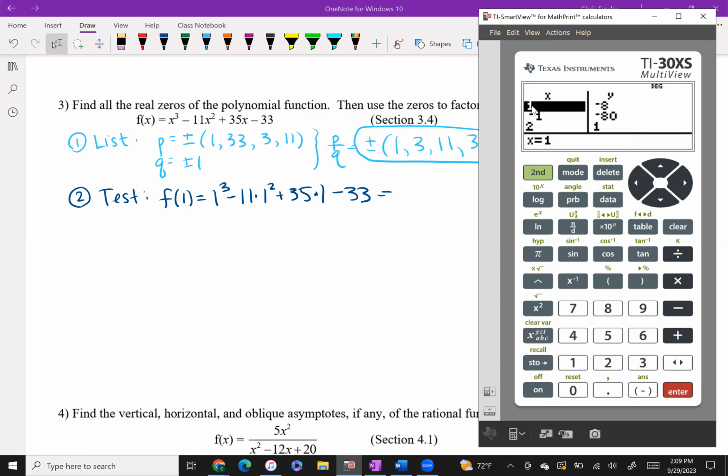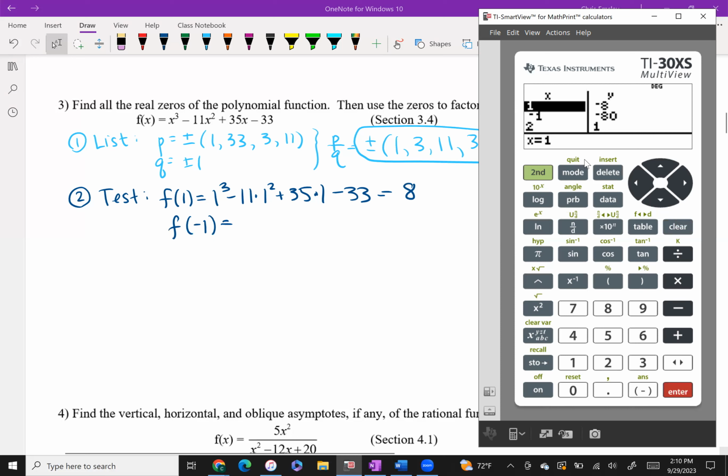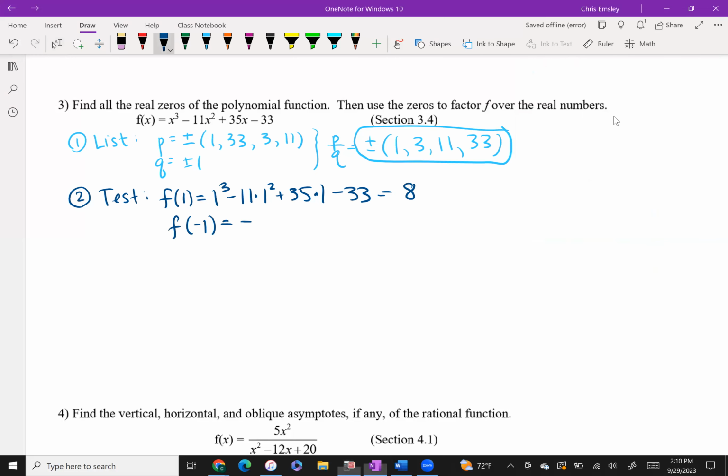It turns out that 1 was the first value I wanted to test. If I plug in x equals 1, f of x is equal to 8. That's what my calculator told me. I'm looking for a 0 here, so that means 1 is not one of my roots. So next I want to test -1. Oh, look, -1 is already on my list also. f of -1 is -80, so that's not what I'm looking for. So that's not going to work.